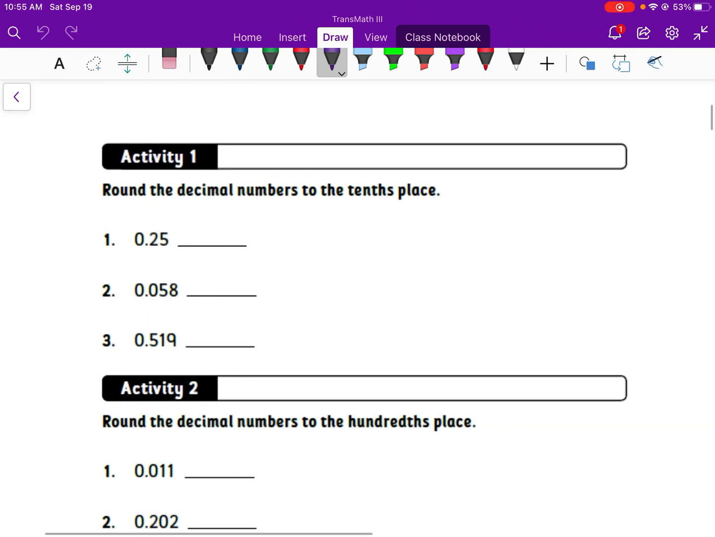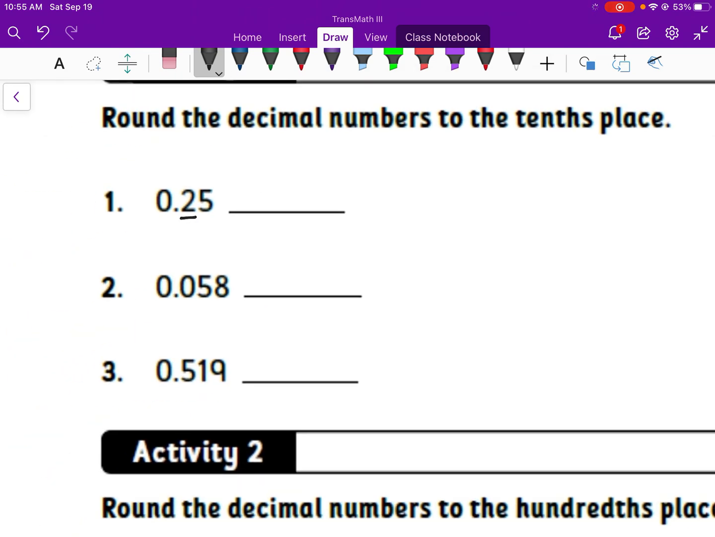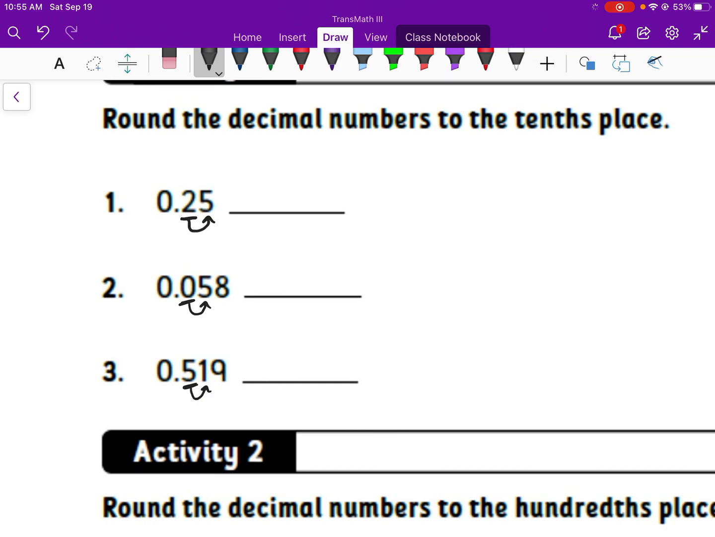Okay, so first activity for skills maintenance, we were rounding a decimal to the tenths place. So what I'm going to do here is I'm actually just going to underline every digit that is in the tenths place. So remember, when we round, we look at the next place value, and that tells us that digit needs to stay the same or round up. So for 0.25, 5 tells us to round that digit up, so 0.3.